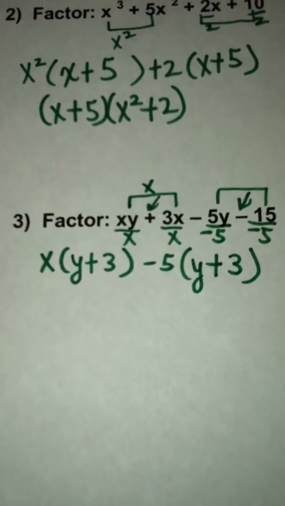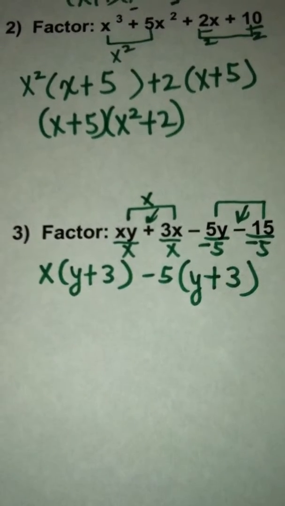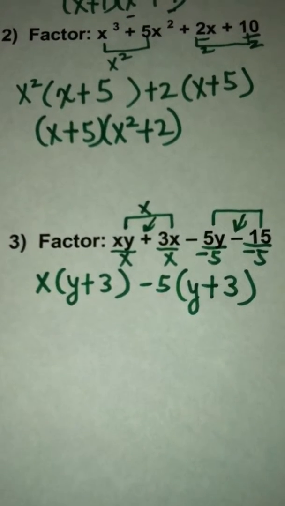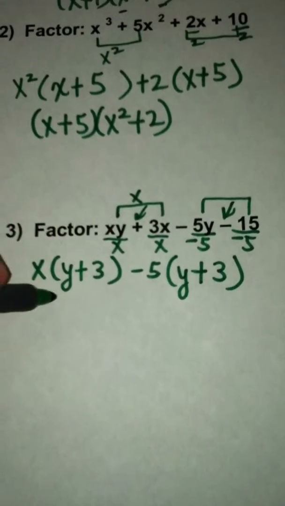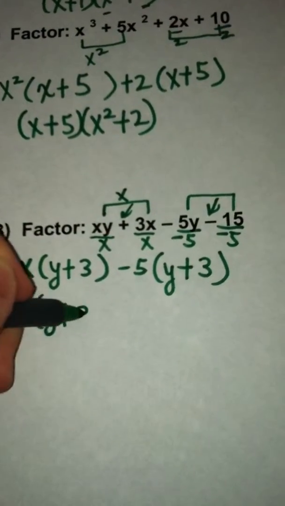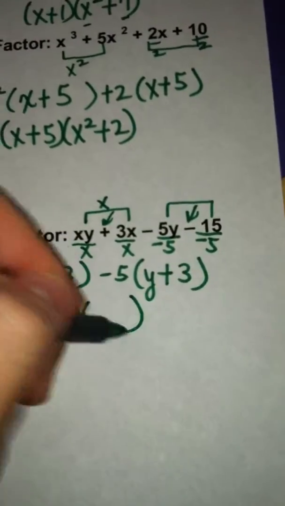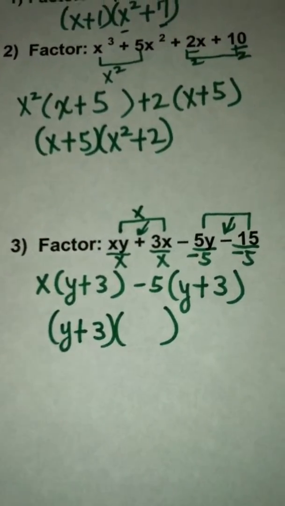Each pair of parentheses has the same expression, so we can express our final answer. We have y plus 3 times x minus 5.